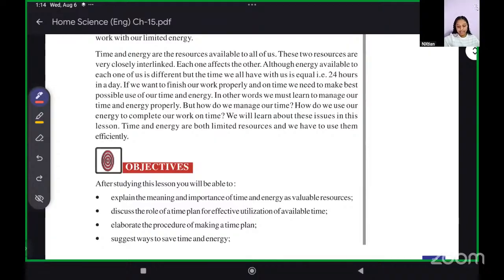Now, how do we manage our time? How do we use our energy to complete our work on time? We will learn about these issues in this lesson. Time and energy are both limited resources. We have to use them efficiently.